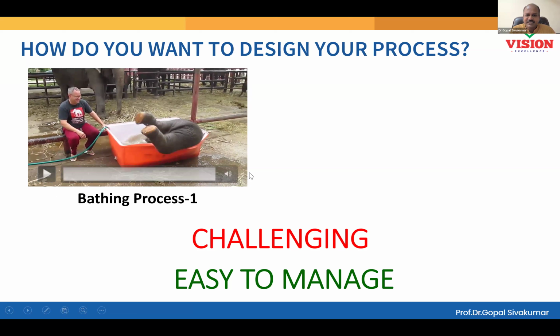What do you think? Is this easily manageable or is it looking challenging? Challenging. Very challenging. Simply because, what is the reason for the challenge? The size of the elephant and the size of the tub are almost the same. Same challenging scenario you will be facing very often if you keep your process size and the tolerance given by the customer almost the same. A process is defined by its spread.